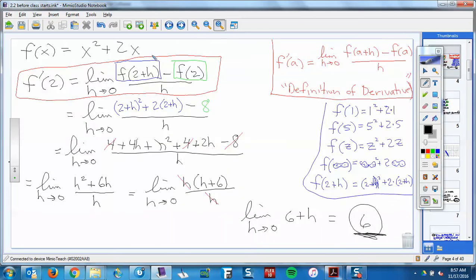Okay, look at this one. 2 plus h gives it away. The 2 must have been the a, and then the 2 plus h is where the x was. So this must have been x squared plus 2x. Sure enough, there it is, right? That's all they were asking for.